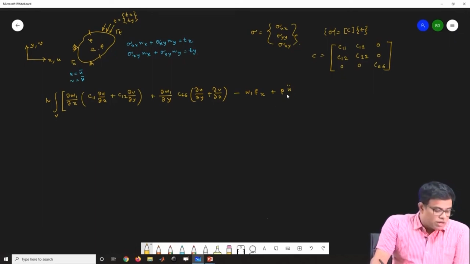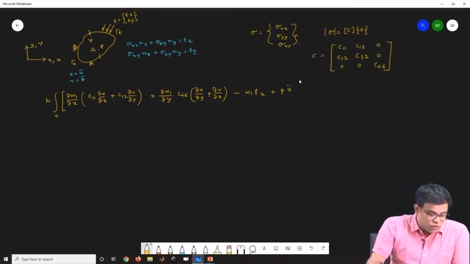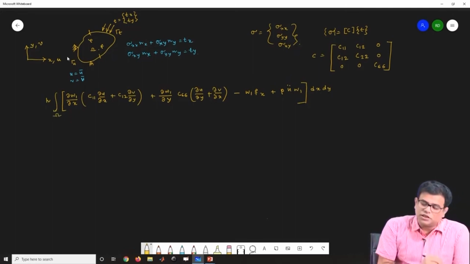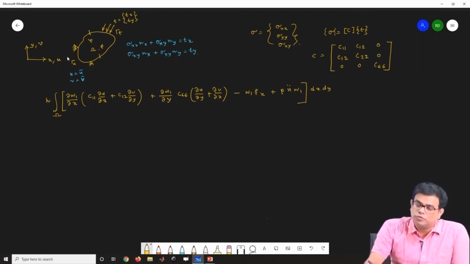So now the component of the displacement vector u and v is multiplied with w1. So this is the volume integral, which will be multiplied by dx dy. Now I can denote this domain as omega, the two-dimensional domain. So this is your volume integral.